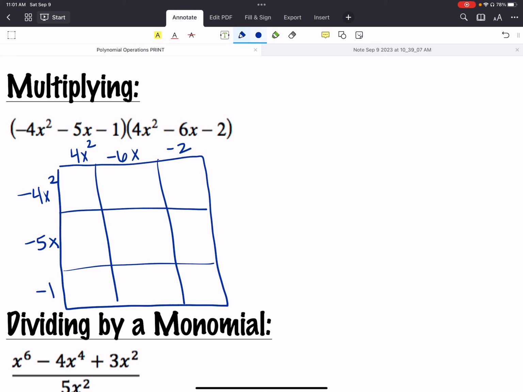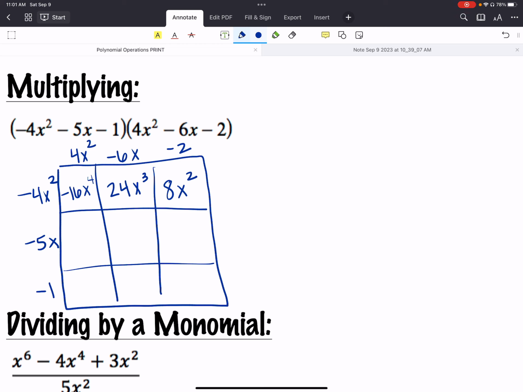So when we multiply exponents, remember we add them together. So our first one, we're going to say negative 4x squared times 4x squared. That would be negative 16. And x squared times x squared becomes x to the fourth. So we just add those two together. So then negative 4x squared times negative 6 would be 24x cubed. And then negative 4x squared times negative 2 would be 8x squared. Okay, there we go, 8x squared.